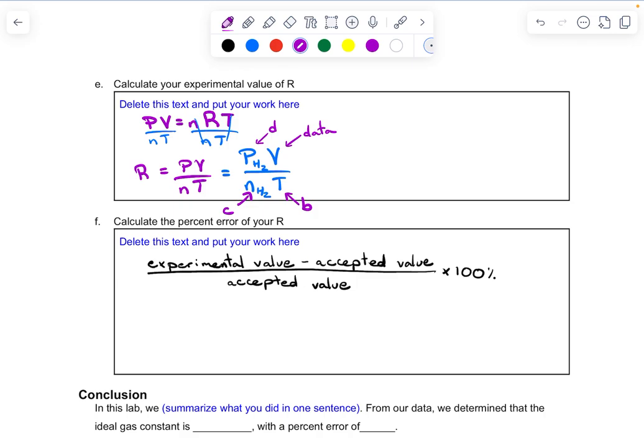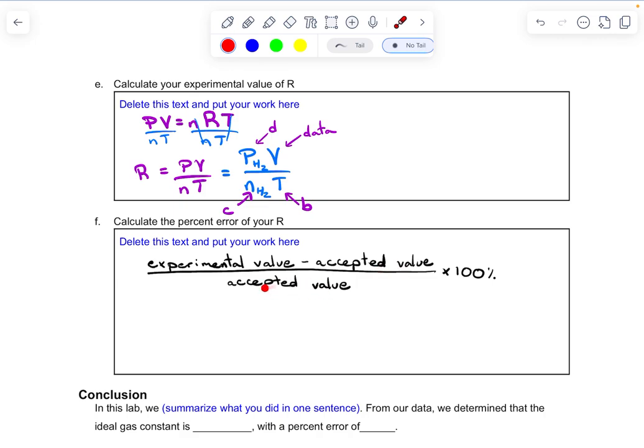Okay, so we're going to calculate the percent error. So how closely we got to the accepted value of R. So percent error is the experimental value minus the accepted value over the accepted value.